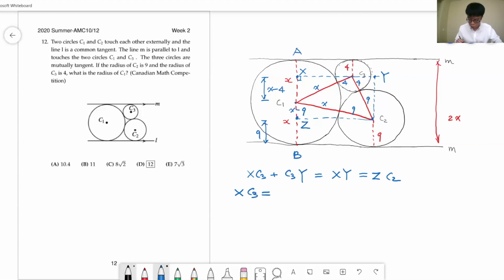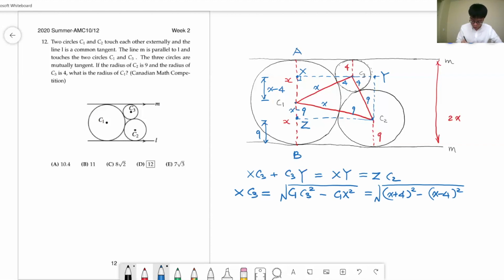XC3 can be regarded as a side length of a right triangle, XC1C3. So by the Pythagorean theorem, let me write more details. This equals C1C3 squared minus C1X squared, and then we take the square root, right? So this equals (x plus 4) squared minus C1X, which is (x minus 4) squared.